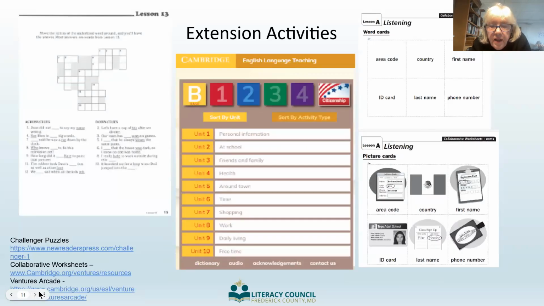Challenger provides online enrichment activities such as puzzles and games. Ventures has a collaborative worksheet collection and an arcade for interactive activities that's very mobile friendly. It's easy for students to download these activities on their phones.